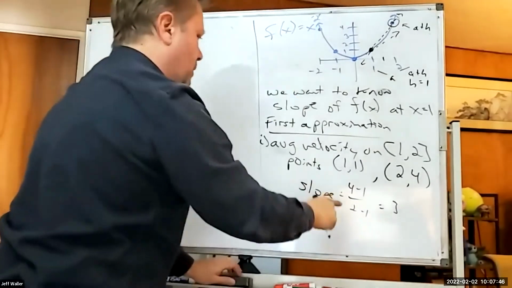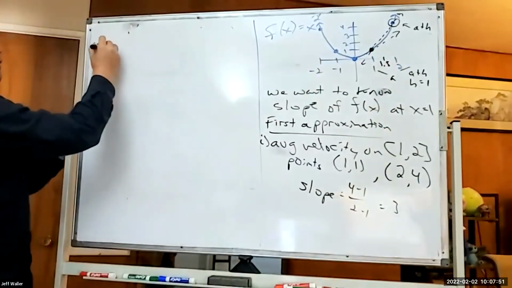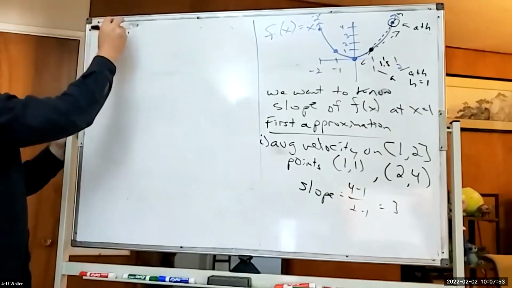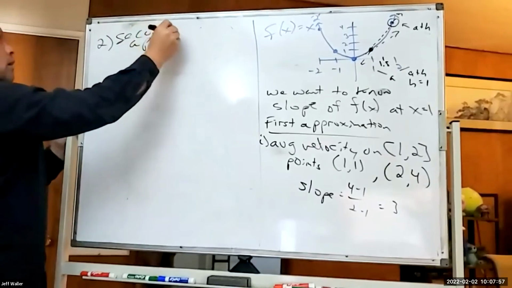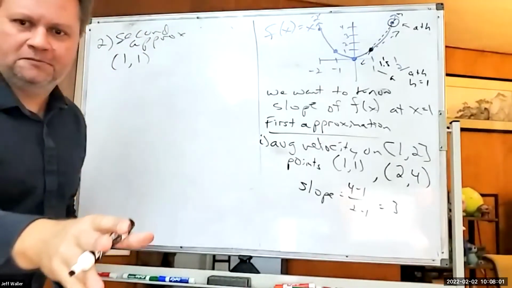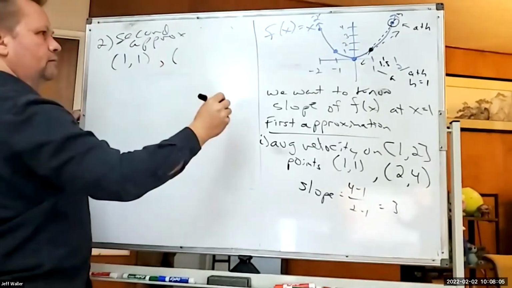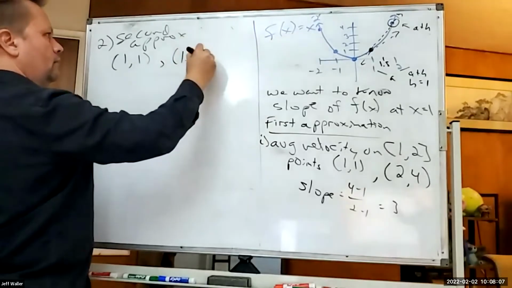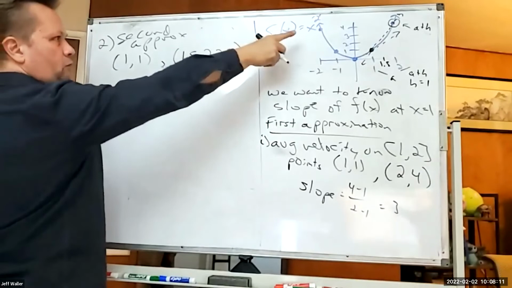So now to make my approximation better, let's use 1.5. So now what are my points? My second approximation. What are my 2 points? I always have 1, 1, because that's where I'm curious about. And what's the other point now? 1.5 comma 2.25. And where did that come from, of course? You just plug 1.5 in.